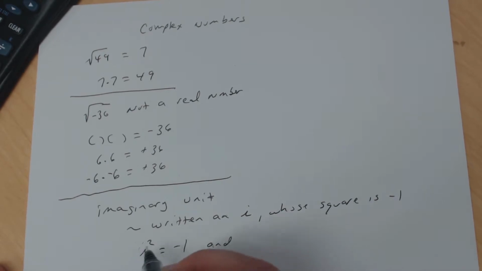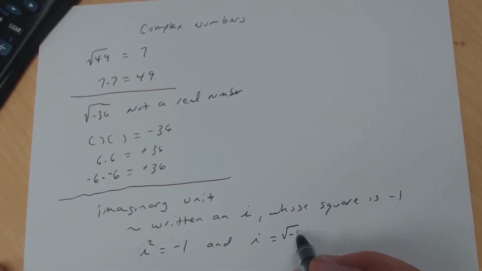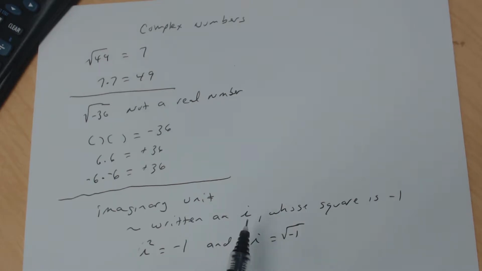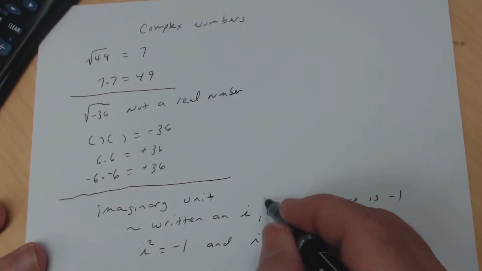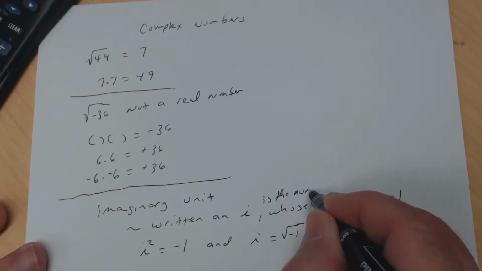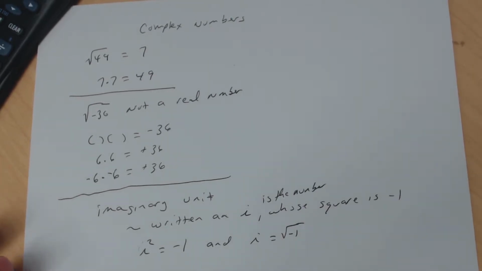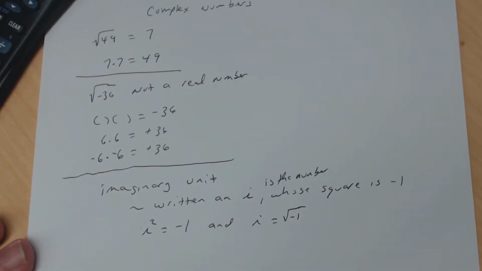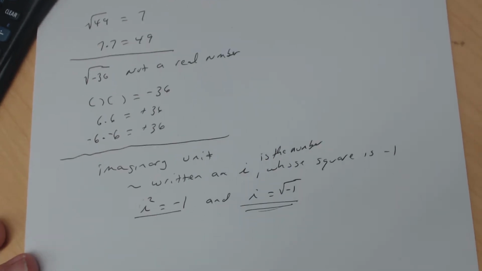When you take the square root of both sides, you get that i is the square root of negative 1. So that's how it's defined. The imaginary unit, which is written as i, is the number whose square is negative 1. So i squared equals negative 1, and i equals the square root of negative 1. Okay, so this is your basic terminology, and it's the one you're going to need for what we're about to talk about.